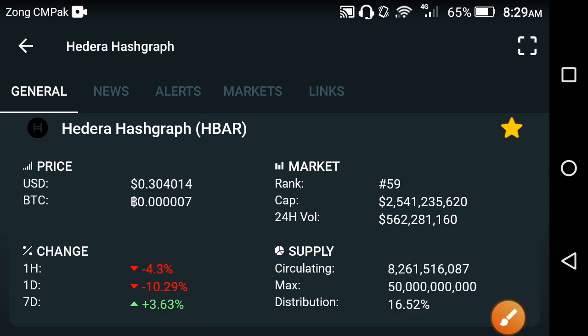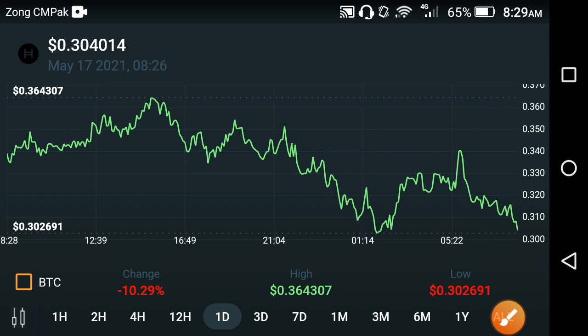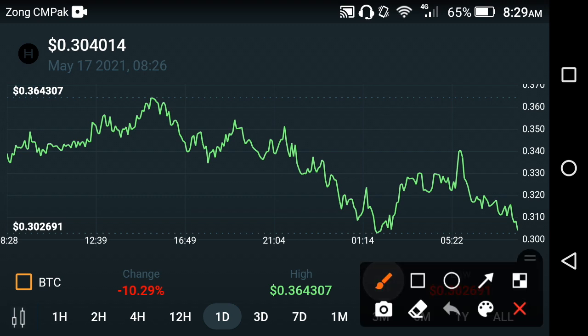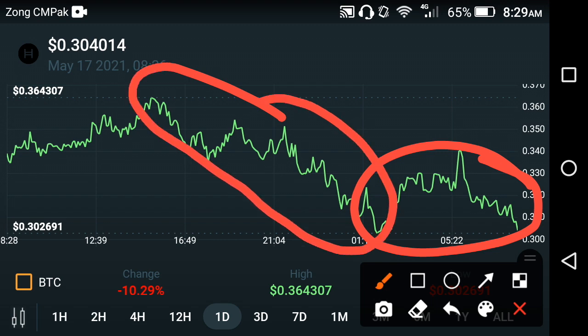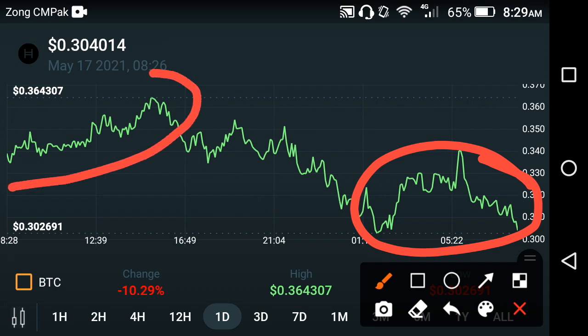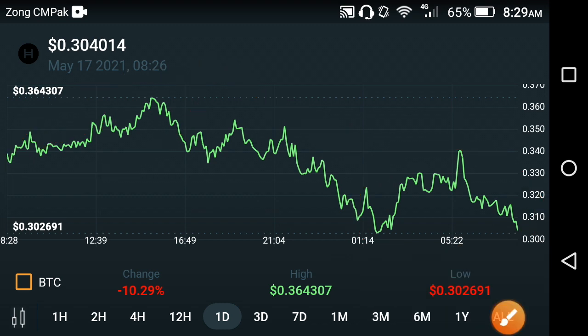Let's see the price chart for better understanding. As you can see here, the price of Hedera Hashgraph is going down at this time, friends. From yesterday the price started going down. As I told you, the previous time change was positive and it was moving upward, but from yesterday the price is going down, friends.